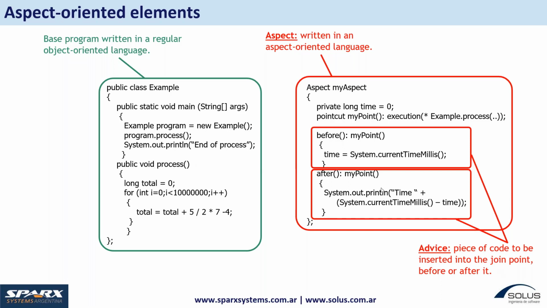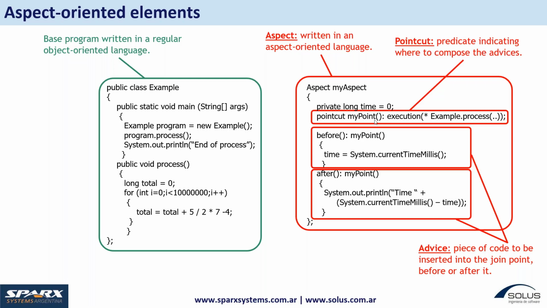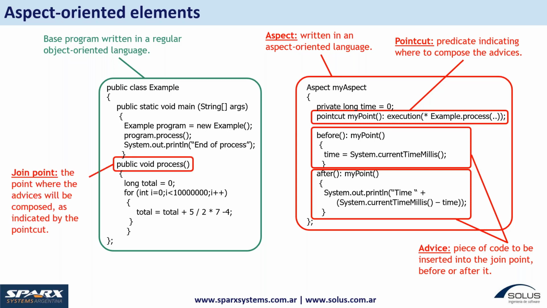In this case, we have two advices. You can see a before and an after advice. The before advice will be inserted before some point in the base code, and the after advice will be inserted after some point. This point is indicated by a pointcut. The pointcut has a condition indicating where this advice should be inserted. As you can see, this is indicated by inversion of control: some point in the regular code will be a join point. The base code doesn't know that it has a join point because this is indicated by the pointcut.